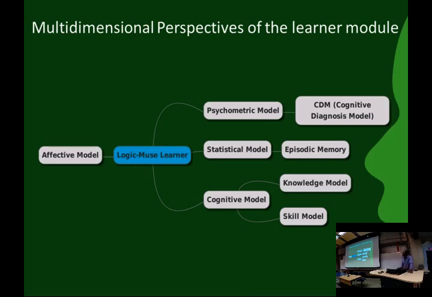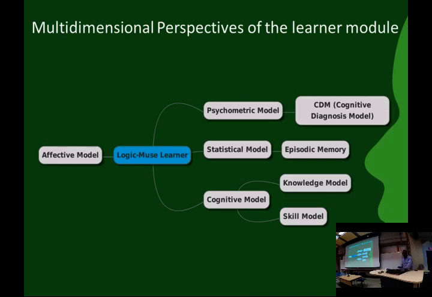We call it a multidimensional perspective of the learner model, because as you can see, not only the cognitive model of the learner is represented here, but also the affective and what we call the psychometric model. But yeah, I'll speak about that. There is also an episodic model, with everything the student is doing during the learning session stored in terms of data, and maybe some data mining techniques can come out with interesting information from those data.